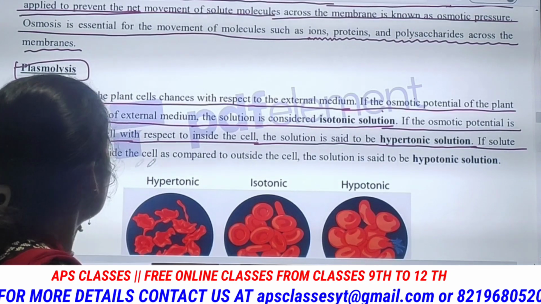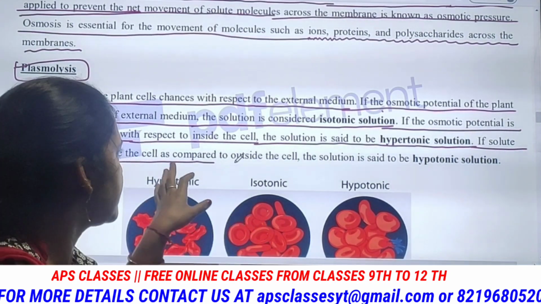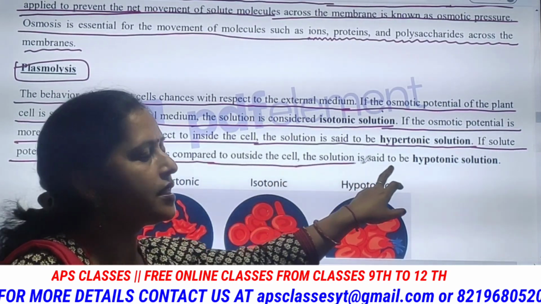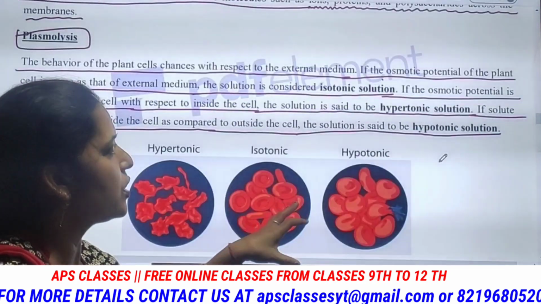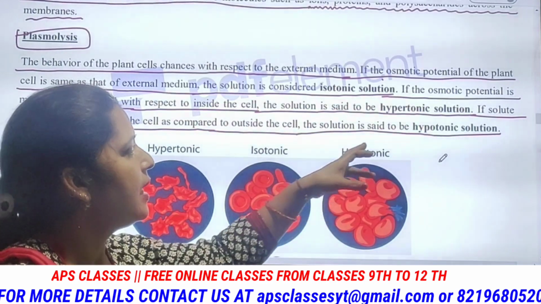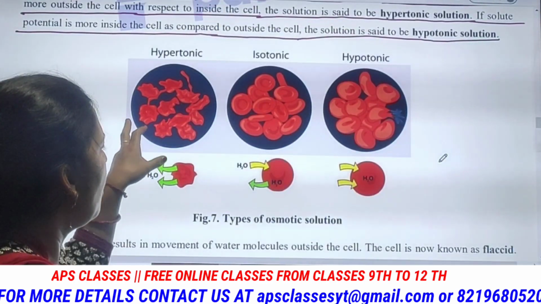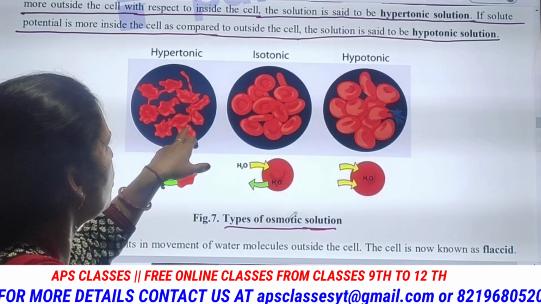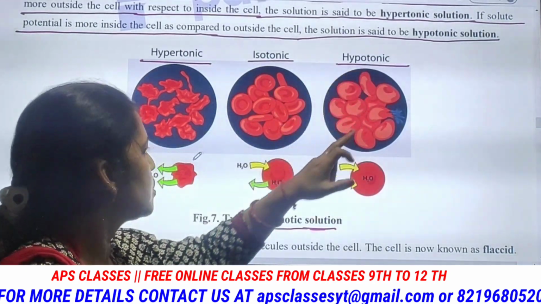If the solute potential is more inside the cell as compared to outside the cell, the solution is said to be hypotonic solution. At that time, there are three types of solutions: isotonic, hypertonic, and hypotonic solutions. So this is the diagram of the types of osmotic solutions. This is the hypertonic solution, this is the isotonic solution, and this is the hypotonic solution.